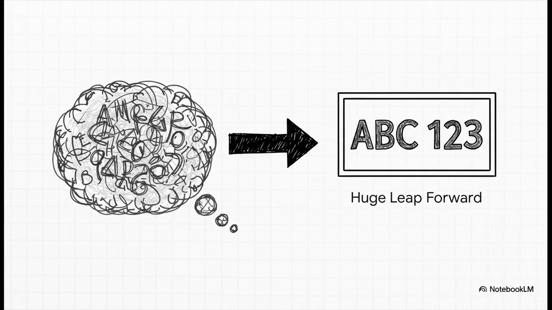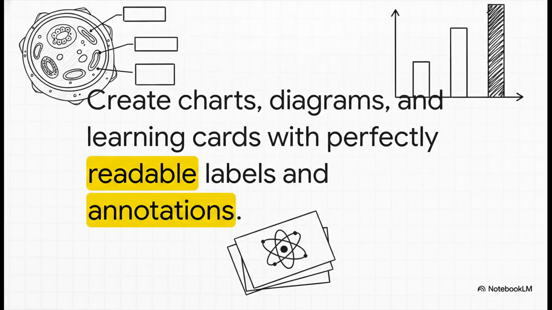Now, for what might just be the single biggest breakthrough here, clear text rendering. For years, getting AI to write legible words was, well, a nightmare. It just couldn't do it. That problem is now basically solved. And the benefit, especially for educational content, is immediate and so obvious. This means you can finally create complex diagrams, scientific charts, and learning cards with labels and annotations that are perfectly sharp and readable. No more weird, garbled text.